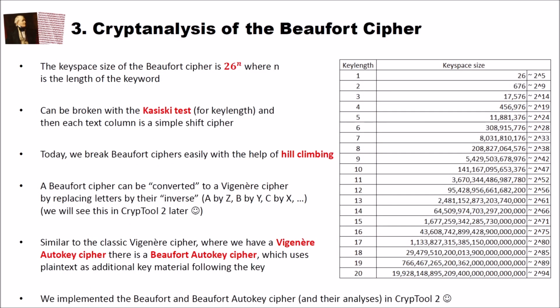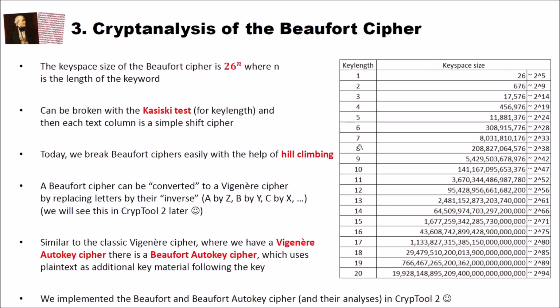Now let's have a brief look at the cryptanalysis of the Beaufort cipher. The first thing that cryptanalysts do is to compute the key space size. The key space size of the Beaufort cipher with a keyword of length n is 26 to the power of n, where n is the length of the keyword. And here on the right side, you can see the different key space sizes for the different key lengths.